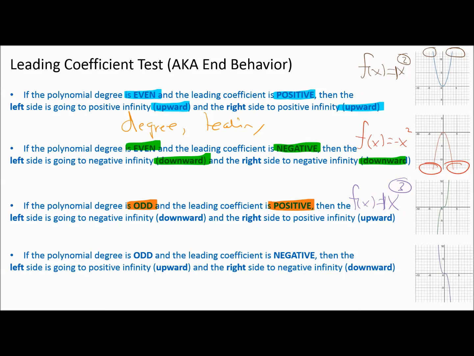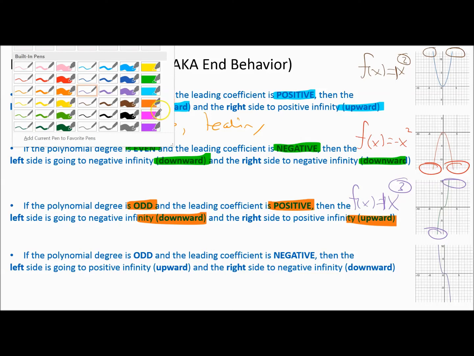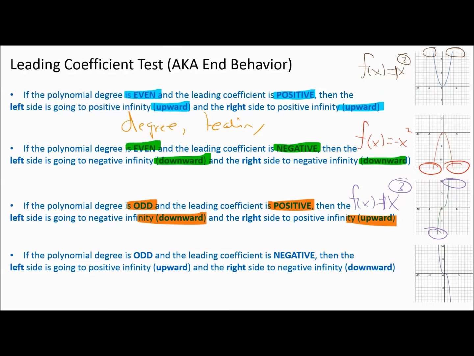Look what the left side is doing. It's going downward, and the right side is going upward. Okay, so again, notice that the left side is pointing downward and the right side is pointing upward. And that only leaves us one more case that we could take a look at, and that case is if the polynomial degree is odd and the leading coefficient is negative.